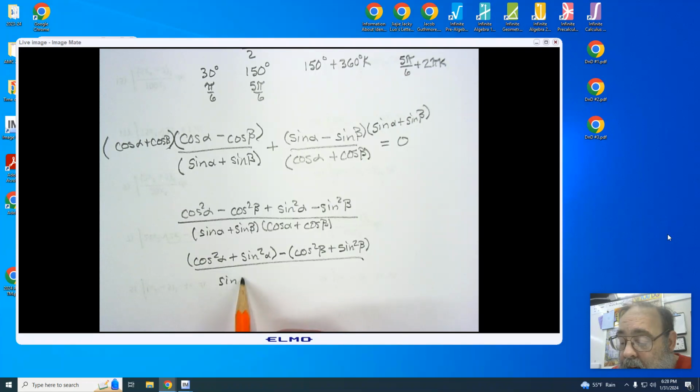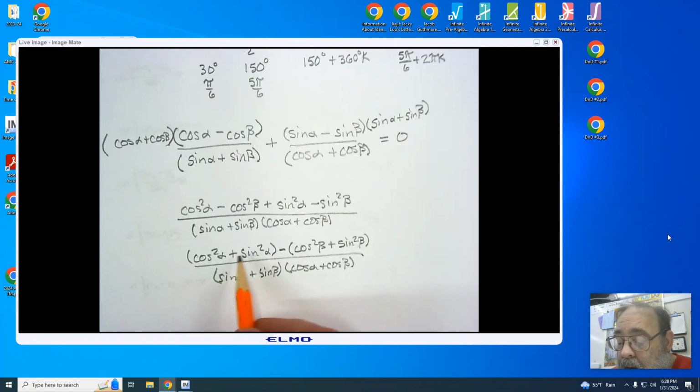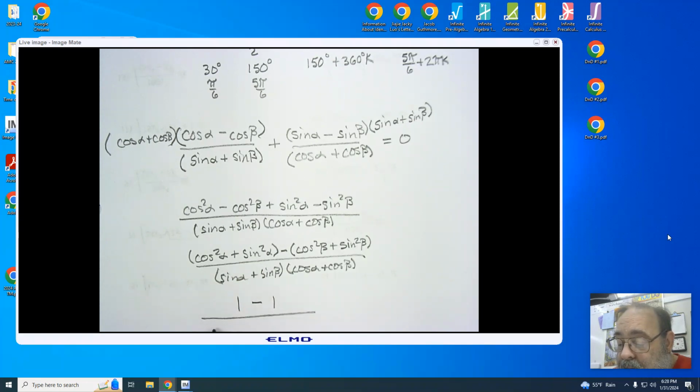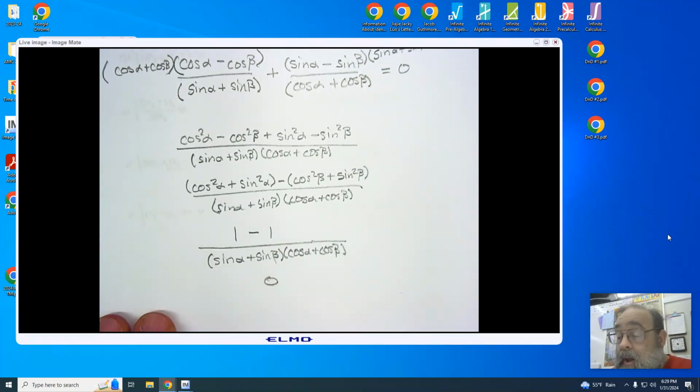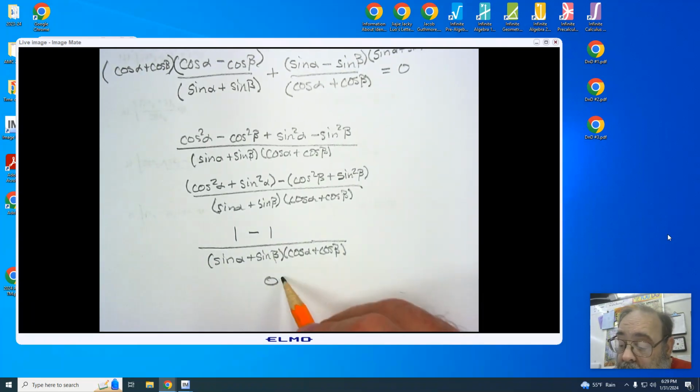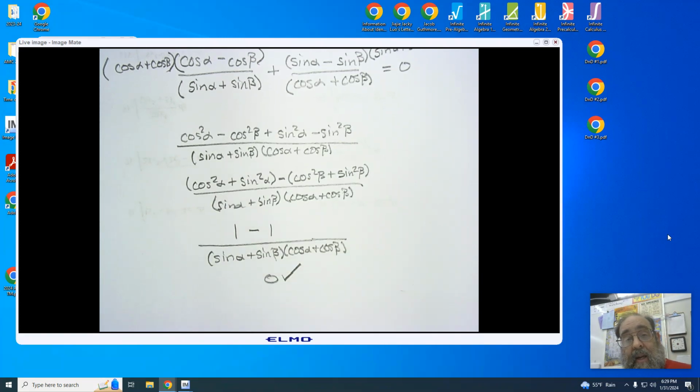Let's just go ahead and put sine alpha plus sine beta times cosine alpha plus cosine beta. Since this first numerator is 1 right here, and I am subtracting 1, it is over the denominator, sine alpha plus sine beta times cosine alpha plus cosine beta. All I need to do is look at the numerator, and you'll notice I end up with 0. 0 divided by anything is 0, and therefore I have now proven my identity.